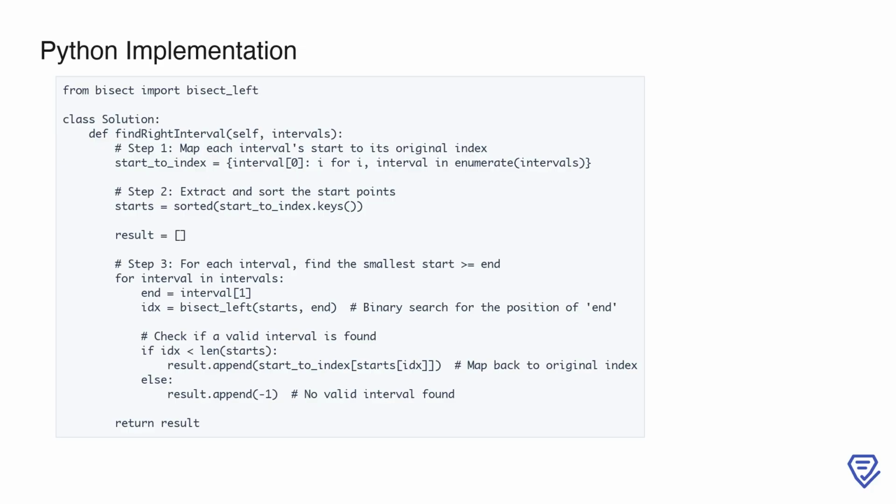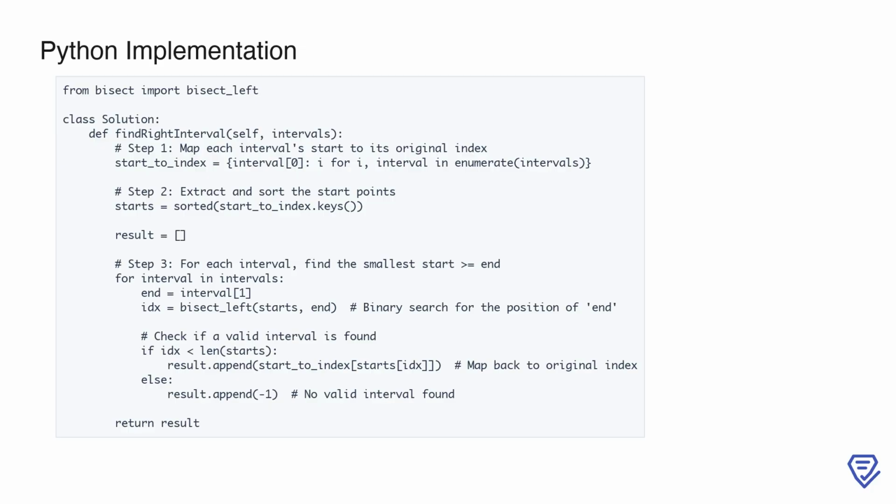1. Mapping start points to indices. The first step is to create a dictionary that maps each interval's start point to its index in the original input. This helps us quickly retrieve the index of an interval after sorting. 2. Sorting start points. Next, we extract all the start points from the intervals and sort them in ascending order. Sorting enables us to use binary search for efficiently finding the required intervals.